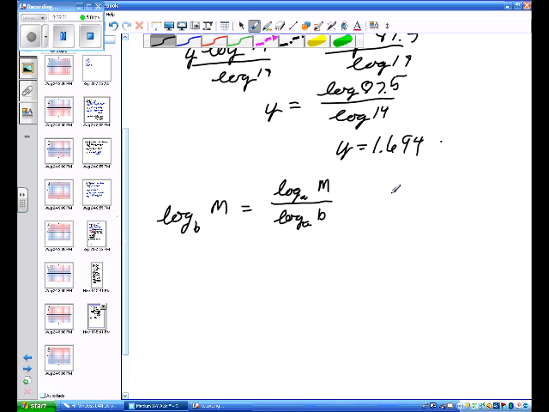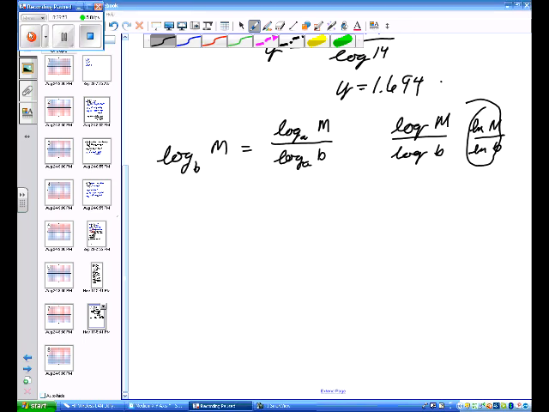So we're either changing it to the common log, so we would do the log of m divided by the log of the base, or we're going to change it to the natural log. And as I said, most of the time, this is what we'll do. We'll change it to the natural log. Okay, let's look at one more where we're doing our change of base.